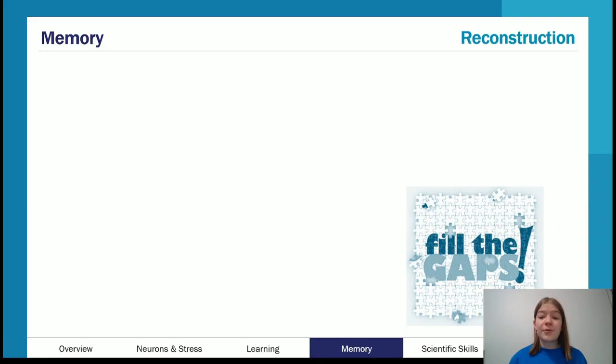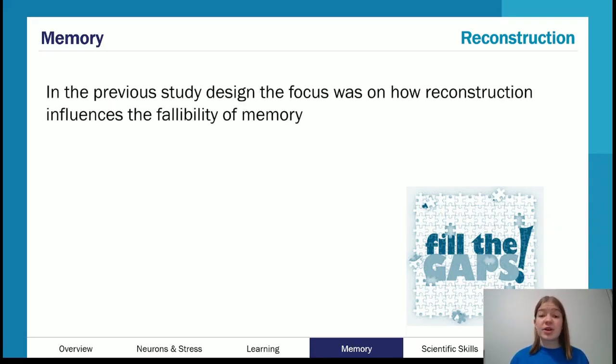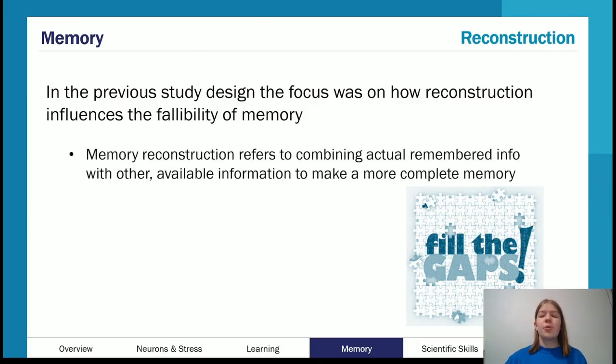One thing we also look at with memory is this idea of reconstruction and how we can reconstruct memories. In the previous study design, we focused more on this through the lens of Loftus eyewitness testimony, in terms of the fallibility of eyewitness testimony, because we can easily suggest someone to have a false memory. When we have memory reconstruction, we combine actually remembered information with other available information to make a more complete memory.